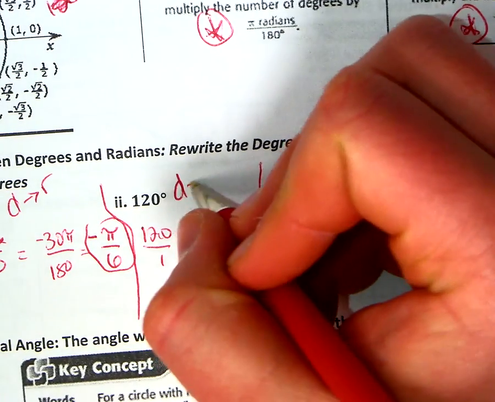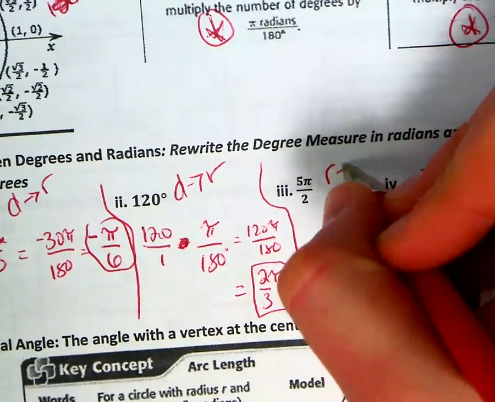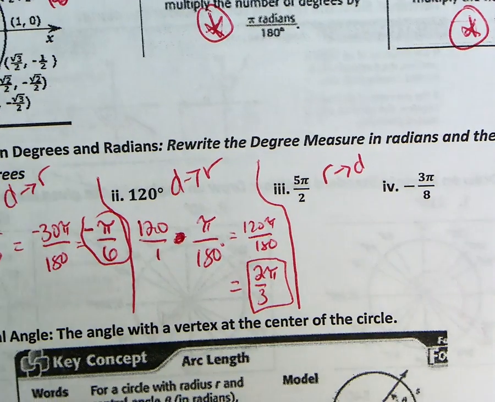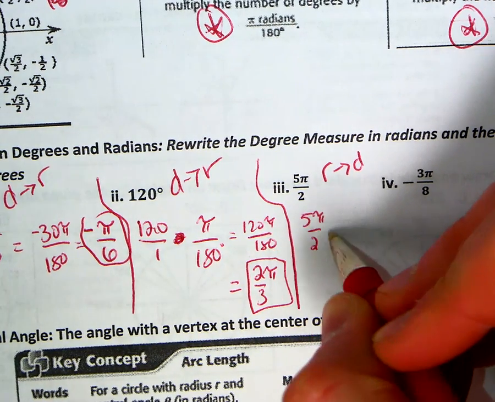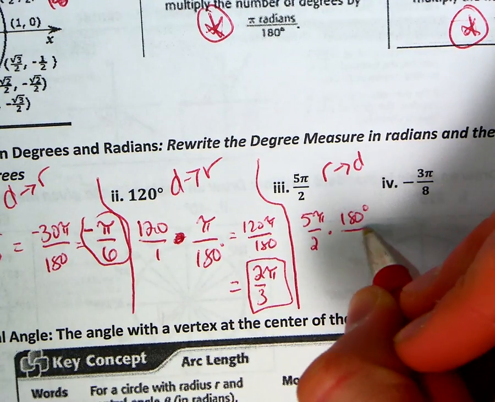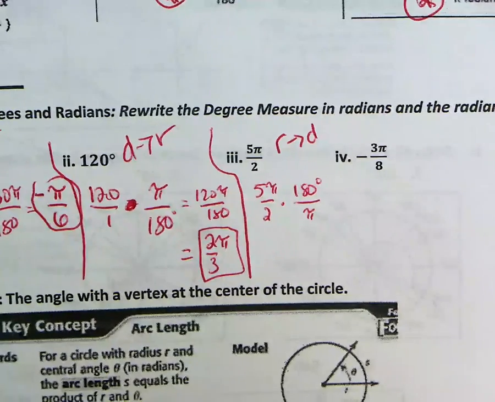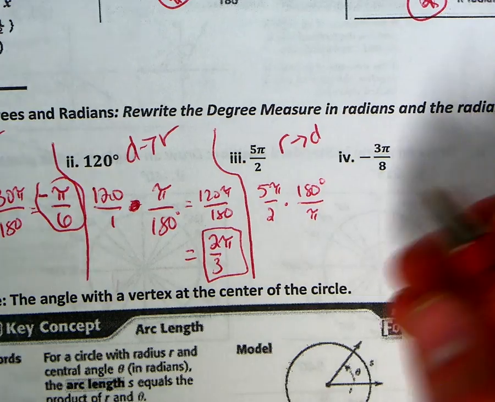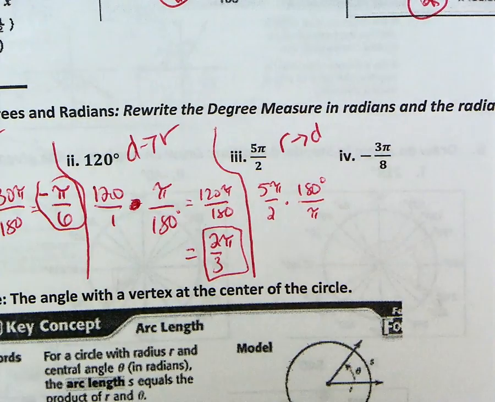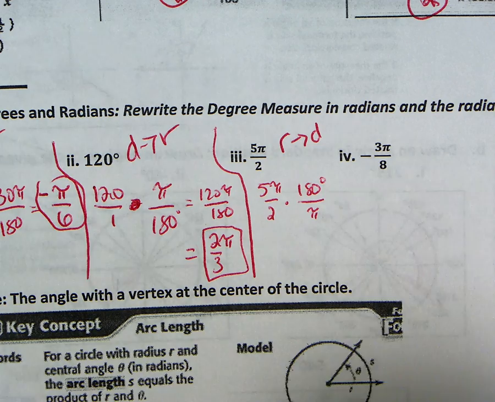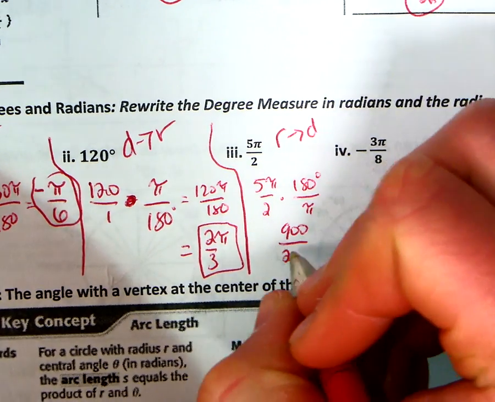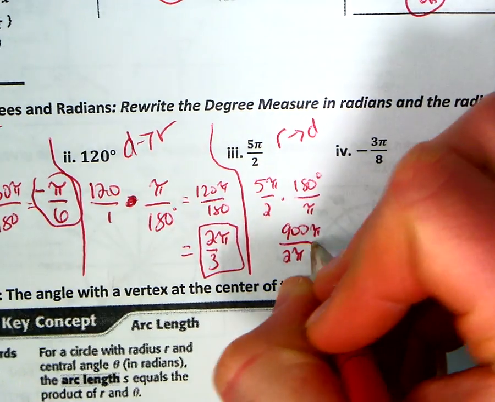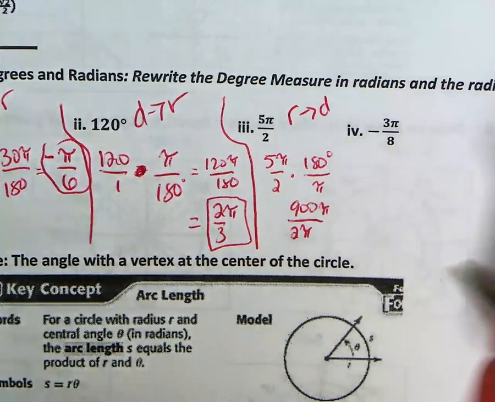So this is degrees to radians. Here, this is radians to degrees. So you have 5 pi over 2, and you're going to multiply that with 180 over pi. So on the top, 5 times 180, you're going to get 900 pi. On the bottom, you get 2 pi. So you have 900 pi over 2 pi.